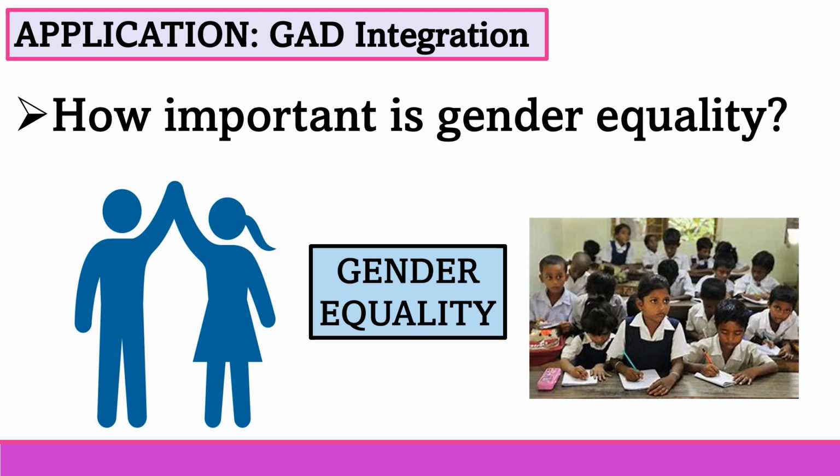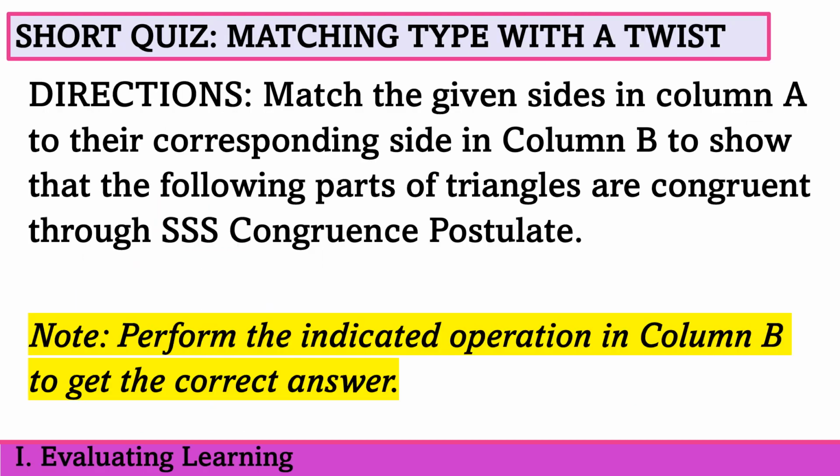Okay? So, yun po ang mga halimbawa ng tinatawag na application ng tinatawag na equality. And that equality, again, can be associated with the term congruence, and the keyword there is equal. Okay? So, ngayon, we are going to have a short quiz.